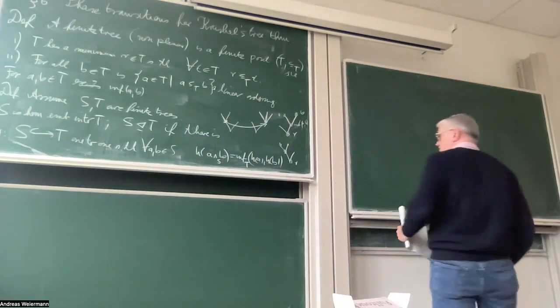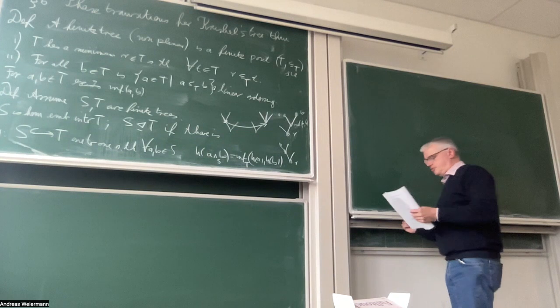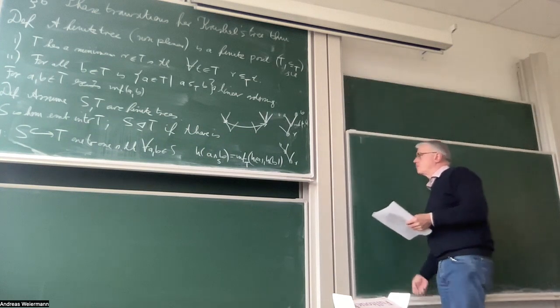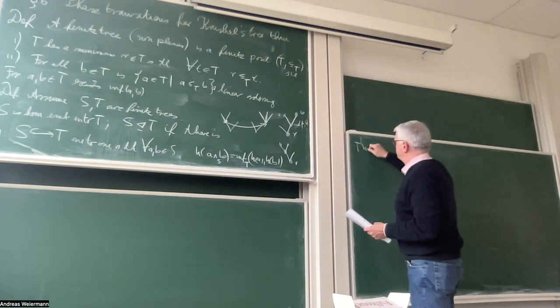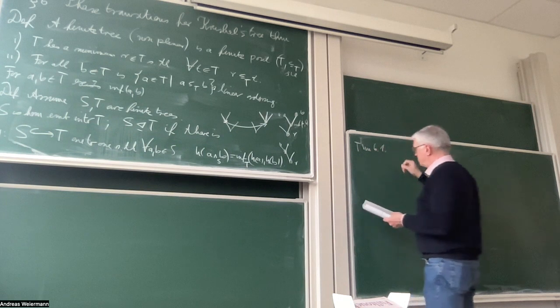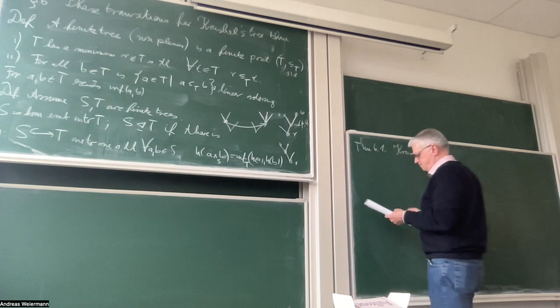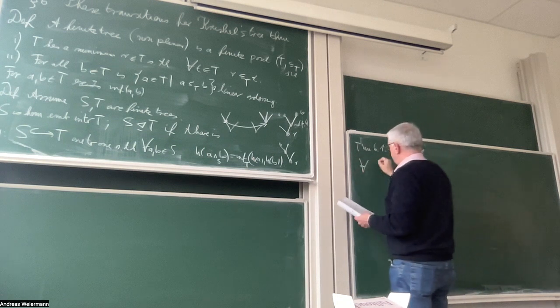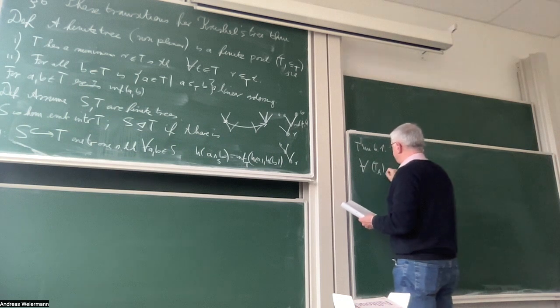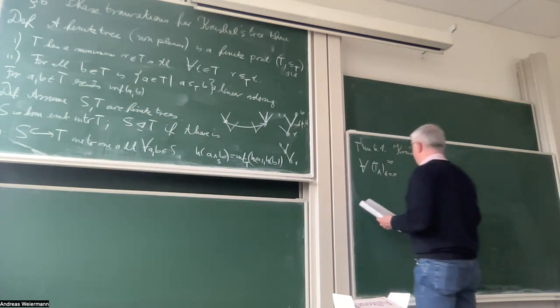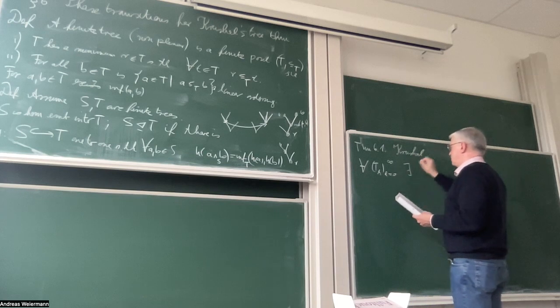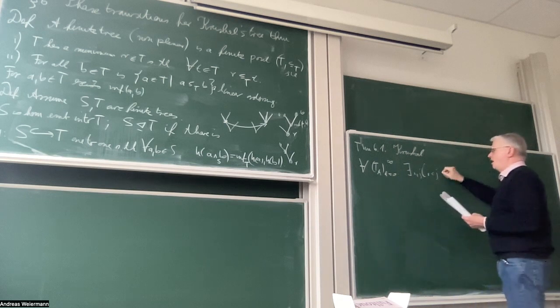Okay, those are the definitions. Now, out of the blue comes the theorem. Point 1, Goodstein. And it's easy to write: for all infinite sequences of finite trees, there exist numbers I and J, I smaller than J, such that the tree I is embedded in the tree J. That's all.